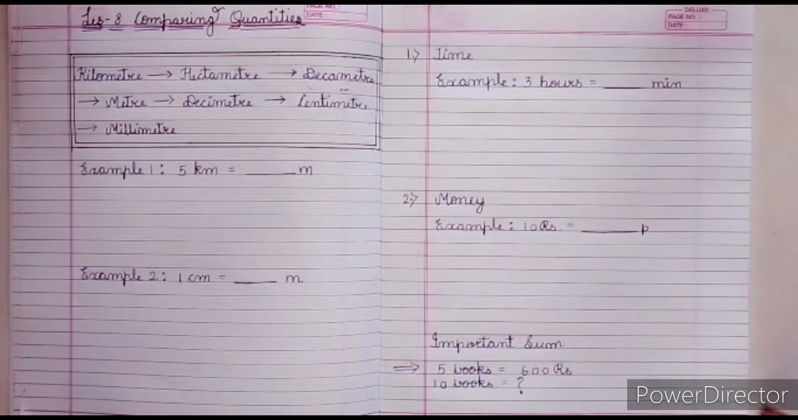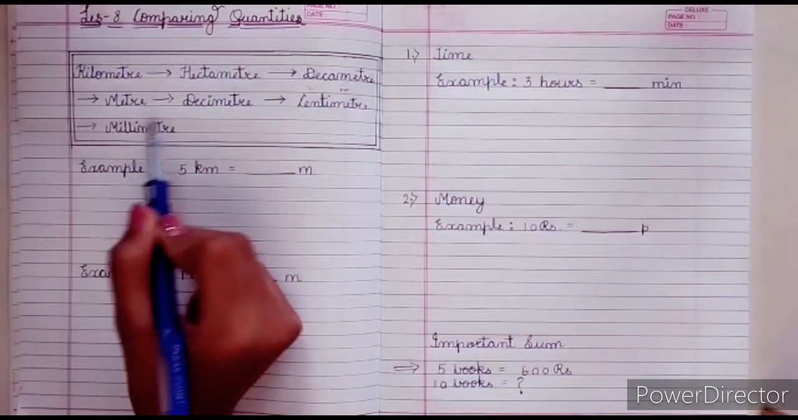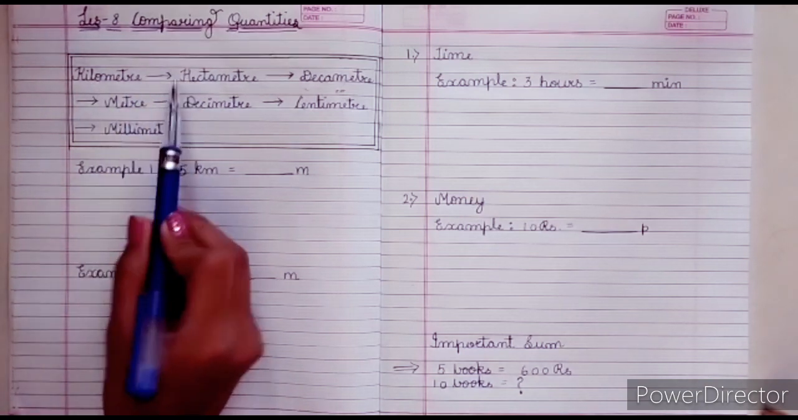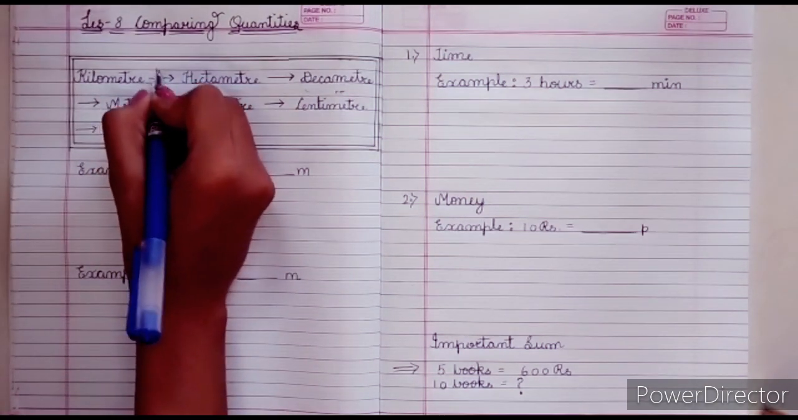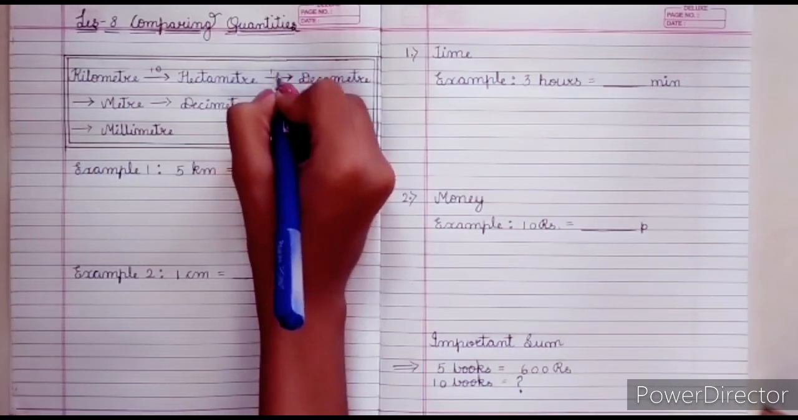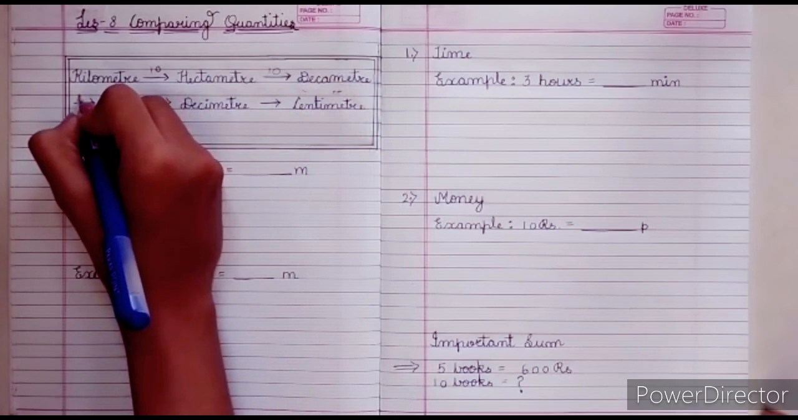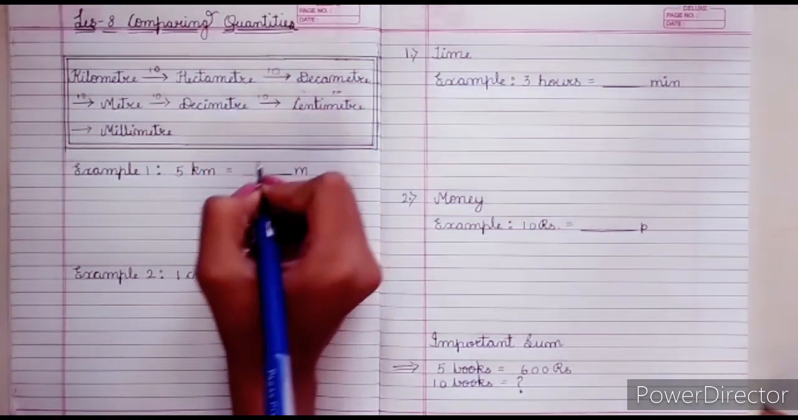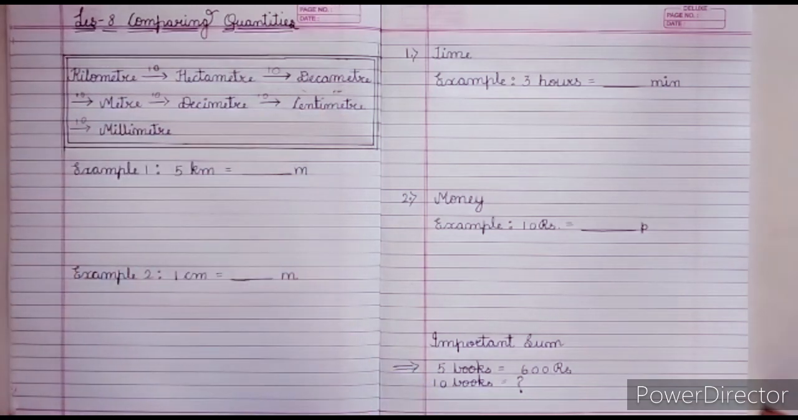So what is comparing quantities? Basically it means comparing two digits or units. Here we have to learn a table of conversion which is written here: kilometer, hectometer, decameter, meter, decimeter, centimeter and millimeter. And there is a gap of 10 between them. So I am writing here 10, 10, 10, 10 and 10.